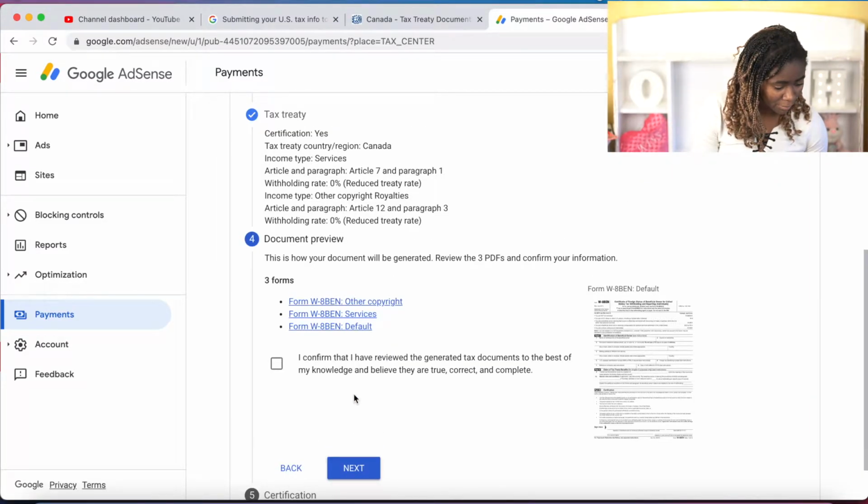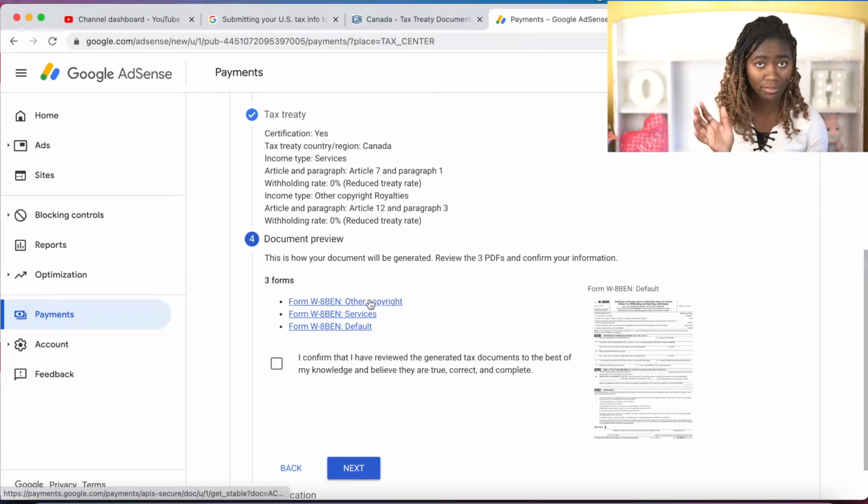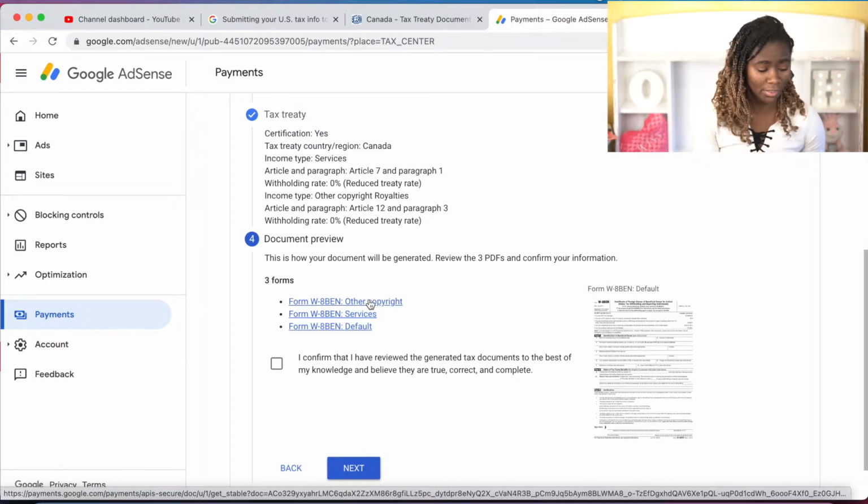This is how your document will be generated. Review the 3 PDFs and confirm your information. So I'm just going to go over that really quickly. All of these forms look like they need to be signed. So I don't know if I have to print them out and then sign them.